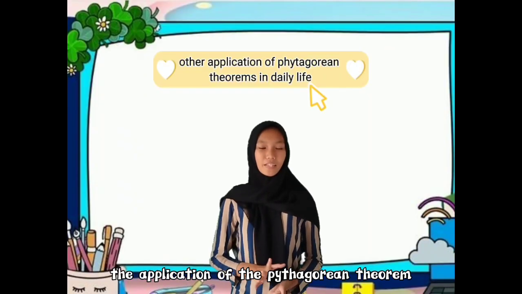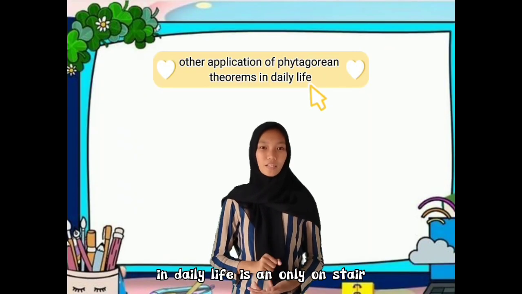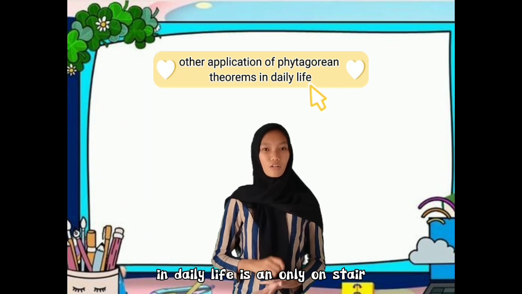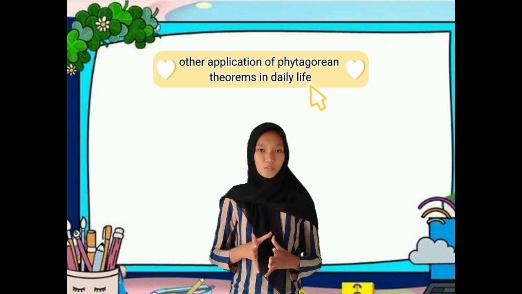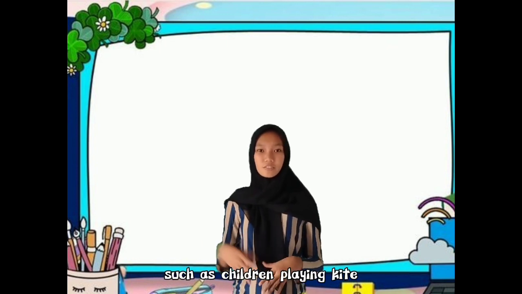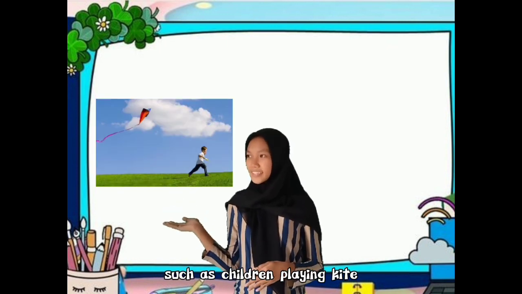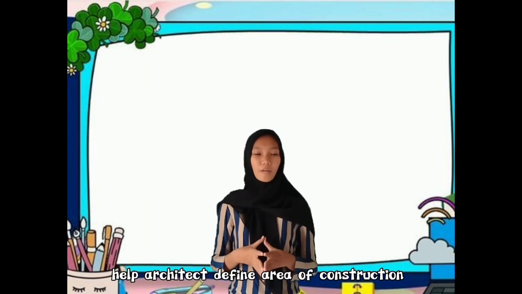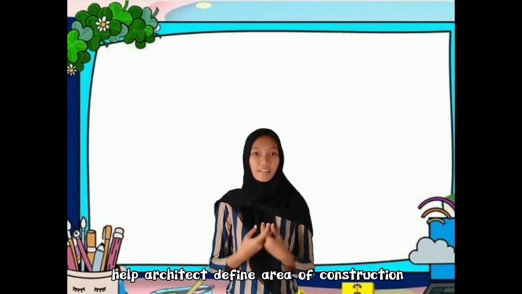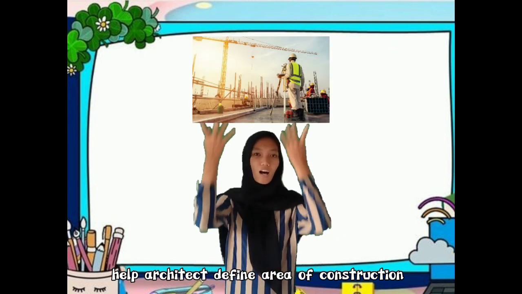The application of the Pythagorean theorem in daily life isn't only on stairs. We can also find it in other objects such as children playing kites, flagpoles, and the Pythagorean theorem helps architects define the area of construction.